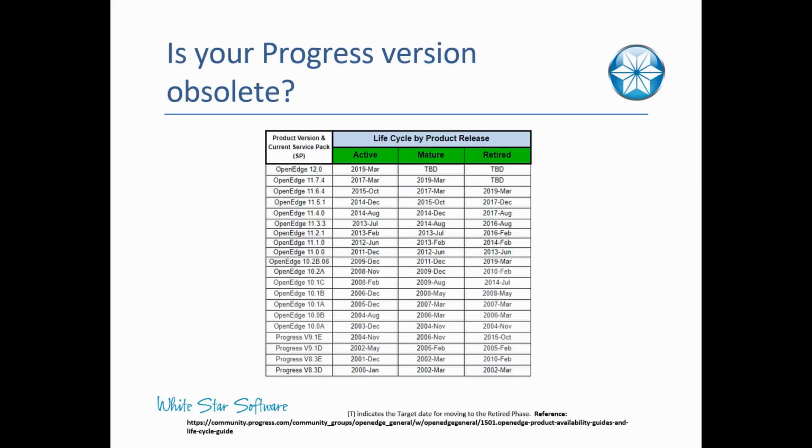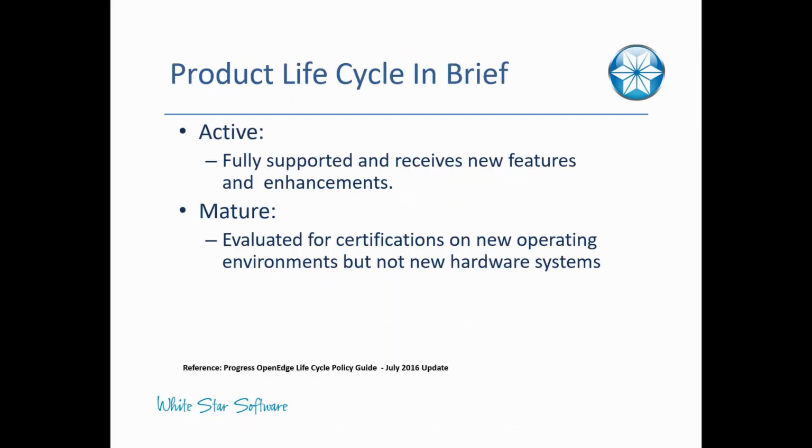An active version means it's fully supported. When you're upgrading, this is the version you want to be heading to. It gets all the latest enhancements, features, service packs, etc. Very similar with mature, except in a mature environment, it won't include certification for new hardware systems.